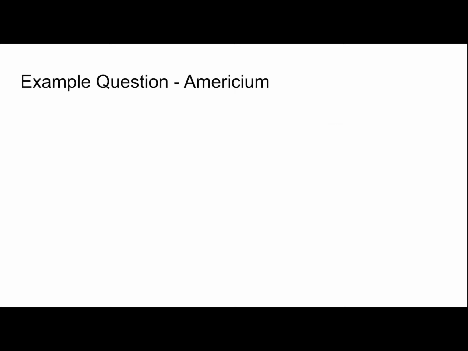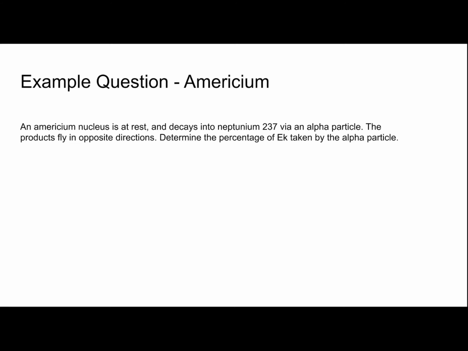Alright, so here's an example question with americium. An americium nucleus is at rest and it decays into a neptunium-237 nucleus by emitting an alpha particle. The products fly in opposite directions. Determine the percentage of EK taken by the alpha particle. So I want you to give this question a try.